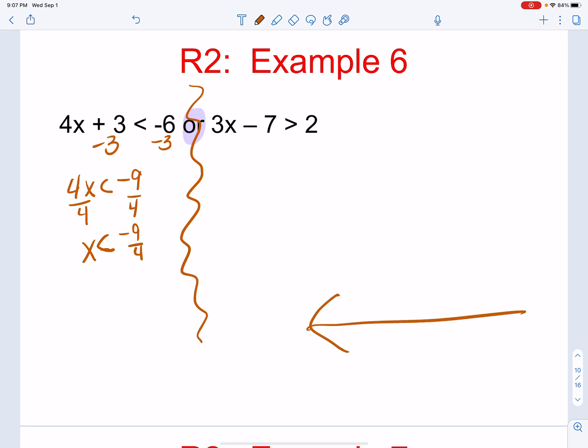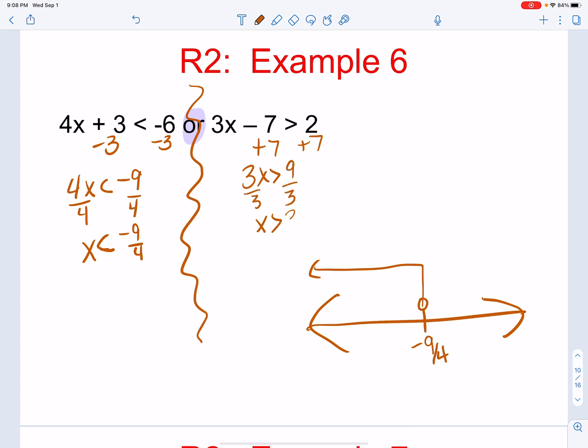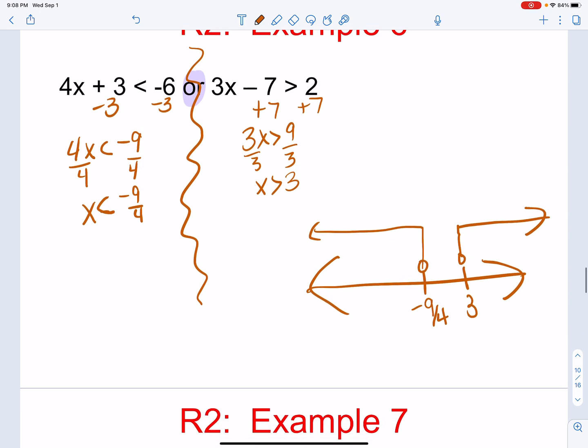So if I go to a number line and just look at this, I'm just going to put a negative 9/4 right here, and it's going less than with an open circle. Okay, and so if I do this one, I'm going to add 7 and add 7, so I get 3x is greater than 9, divide by 3, and x is greater than 3. So it's right here, it's on the other side, and it's greater than, so it's going like this. So now I would take those arrows because it is going to go on forever. So you just got to be careful about what you leave for a final answer. This I would be okay with.